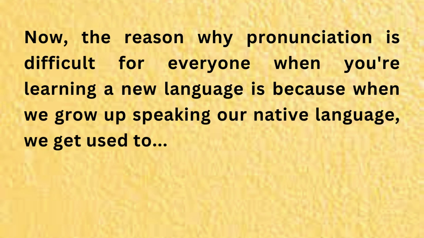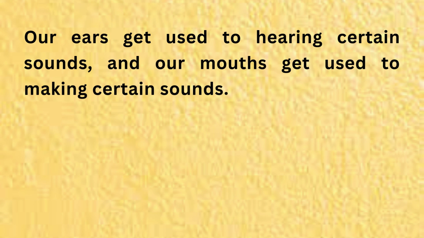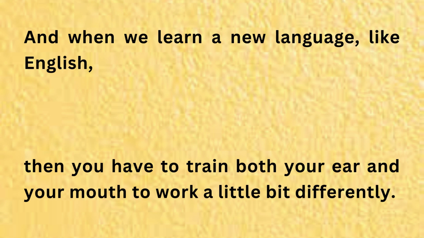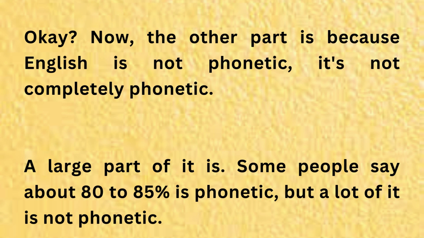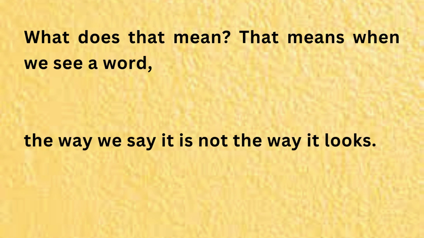Okay? Now, the reason why pronunciation is difficult for everyone when you're learning a new language is because when we grow up speaking our native language, our ears get used to hearing certain sounds, and our mouths get used to making certain sounds. And when we learn a new language like English, then you have to train both your ear and your mouth to work a little bit differently. Okay? Now, the other part is, because English is not phonetic, it's not completely phonetic. A large part of it is. Some people say about 80 to 85% is phonetic, but a lot of it is not phonetic. What does that mean? That means when we see a word, the way we say it is not the way it looks. Right?